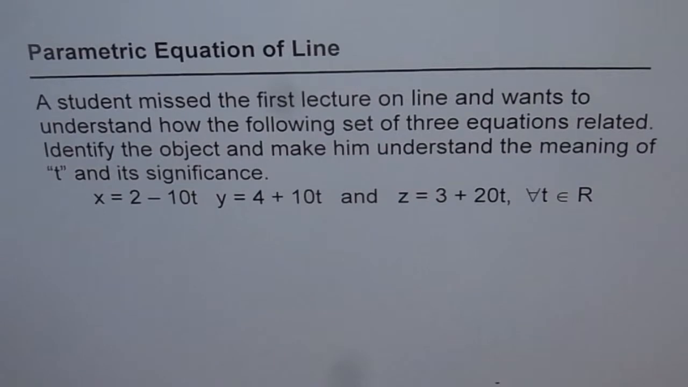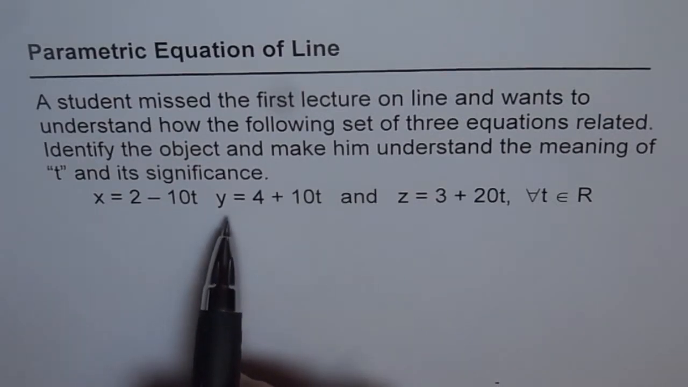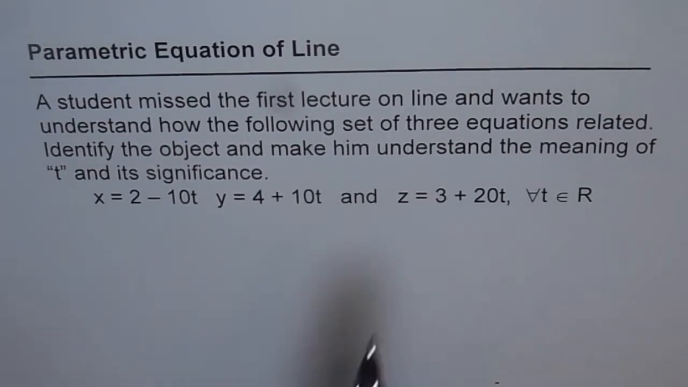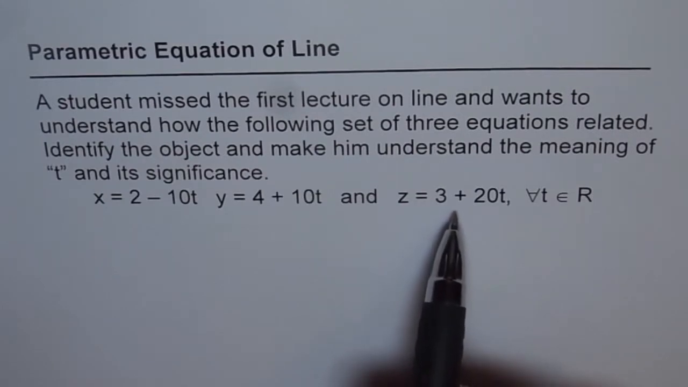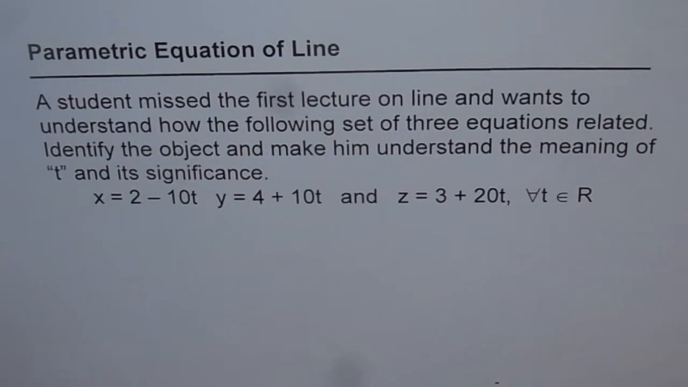Now, we can give a lot of details. It's an open kind of question here. So let me start by saying that this is an equation in symmetric form, and it actually represents an equation of a line in space R3. Now when we say x equals 2 minus 10t, y equals 4 plus 10t, and z equals 3 plus 20t for every t belonging to real numbers, we are actually writing the equation in its component form, the x, y, and z.